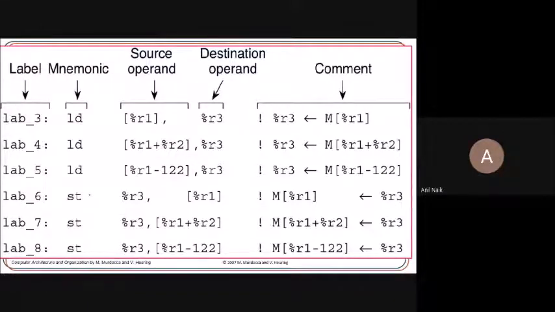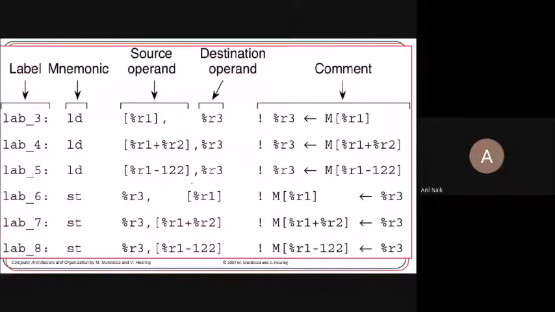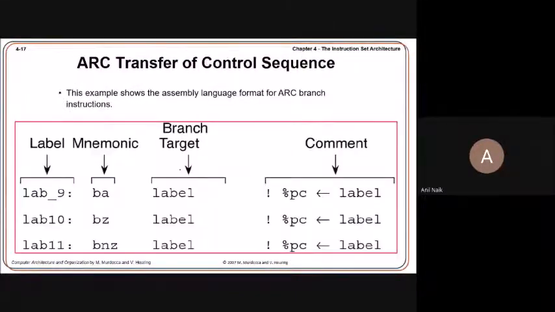So the formats of the instructions: this is the addition instruction, right? Add R1, R2, R3. These are the addition instruction format, and this is the load and store instruction format of the ARC processor. Then next we'll discuss some more instructions, that is transfer of control sequence. So branch instructions. These are the branch instructions of the ARC processor.